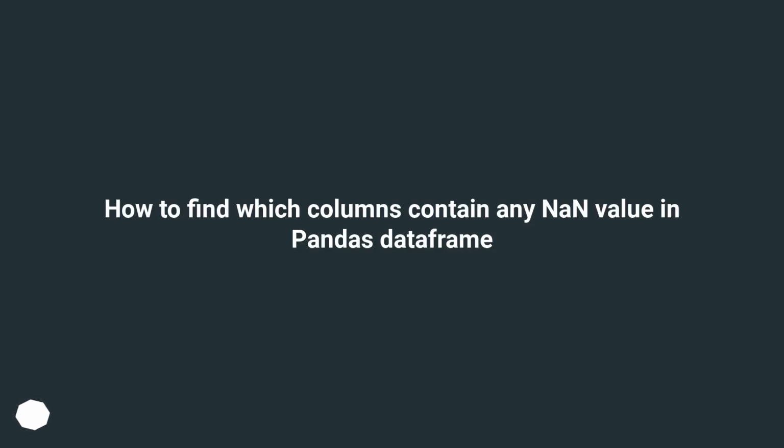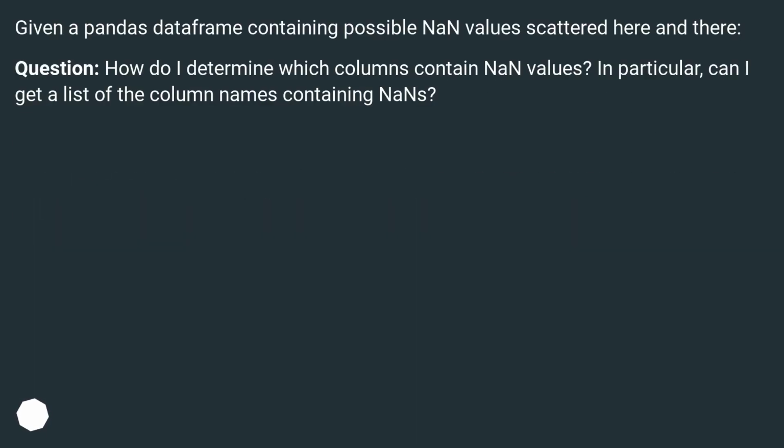How to find which columns contain any NaN value in a Pandas data frame. Given a Pandas data frame containing possible NaN values scattered here and there. Question: how do I determine which columns contain NaN values? In particular, can I get a list of the column names containing NaNs?